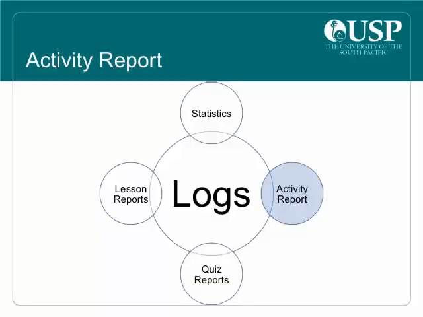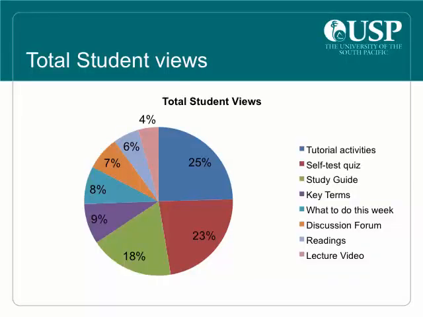The activity report shows views in the weekly sections of a Moodle course. So if you structure your course in weekly sections, you will have this report available. What it shows is the different resources that we have, and the three main ones are tutorial activities, self-test quiz, and study guide, at 25%, 23%, and 18% respectively. It's important to note that the study guide was just an e-copy of the print study guide, presented in the form of an ebook.